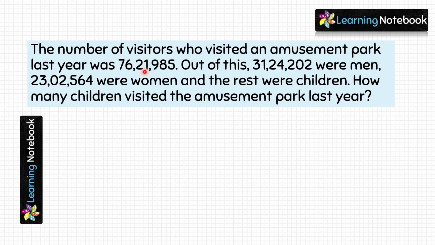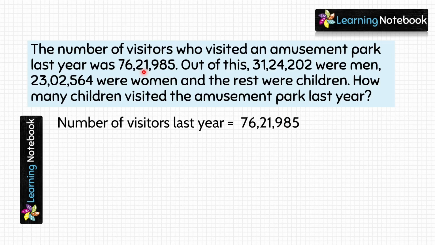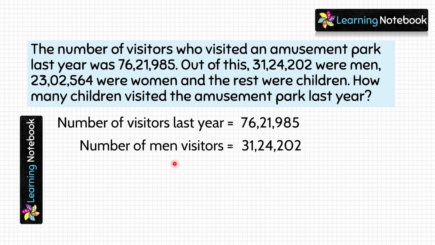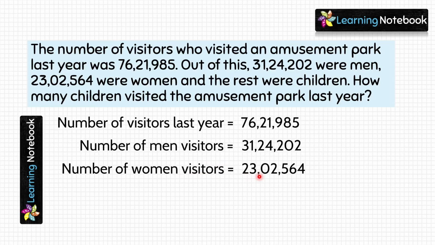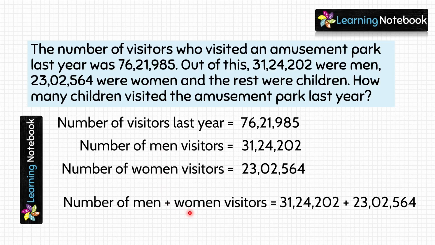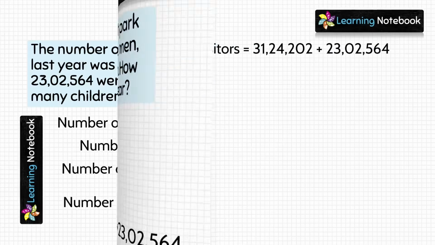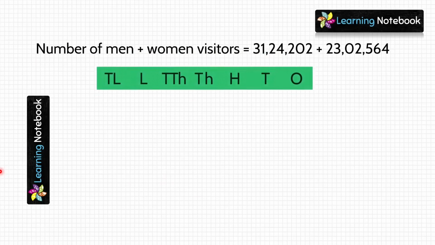So let's solve this. First of all, write the statements. Number of visitors who visited amusement park last year were 7621985. Then number of men visitors were 3124202 and number of women visitors were 2302564. So let's first add these two numbers, number of men visitors plus number of women visitors. So let's add them.